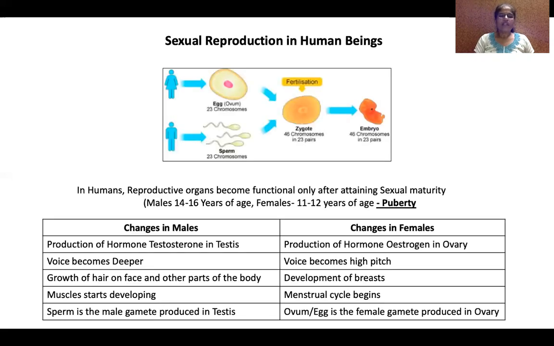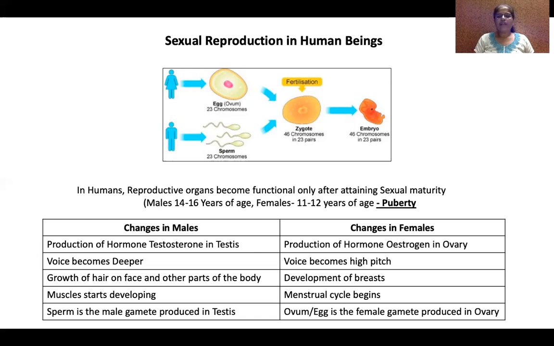Okay, this is a general pictorial diagram of sexual reproduction in human beings, that is, females produce eggs, males produce sperms. This is a male gamete, this is a female gamete, fused together to fertilize to become a zygote. This zygote develops into embryo. Embryo leads to a new individual. This is a general pictorial representation of sexual reproduction in human beings.